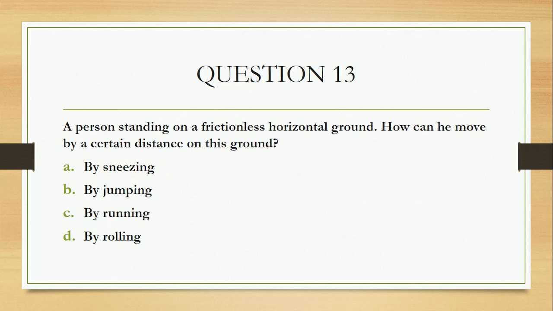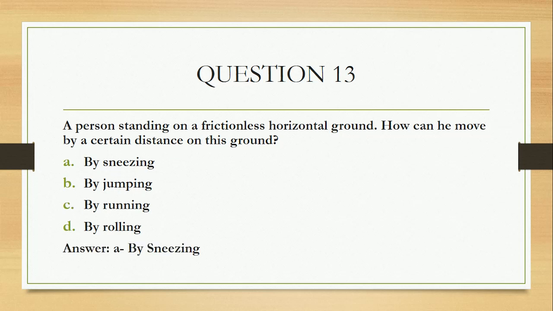Our next question is, a person is standing on a frictionless horizontal ground. How can he move by a certain distance on this ground? Option A, by sneezing, option B, by jumping, option C, by running, या फिर option D, by rolling. And the correct option is option A, by sneezing.